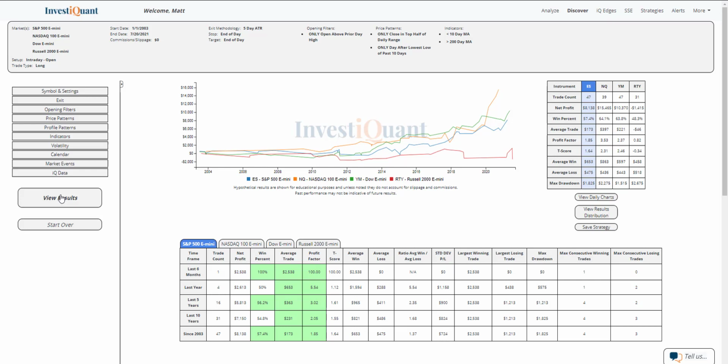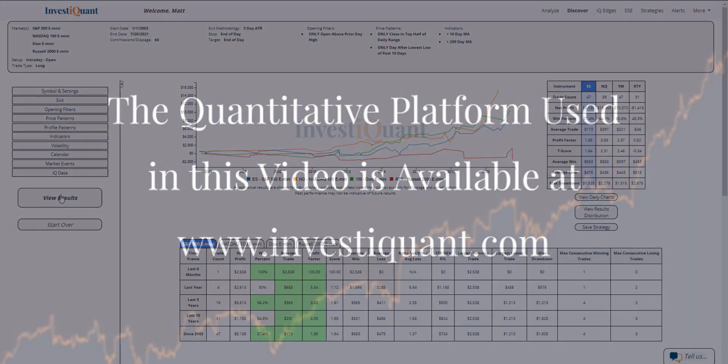So historically speaking, 3 out of 4 of these instruments have favored this pattern on the long side the following day, when you've got a 10-day low that closes in the top half of the intraday range and then is followed up by gapping up above the prior session high of day.